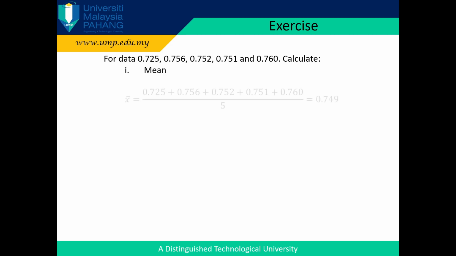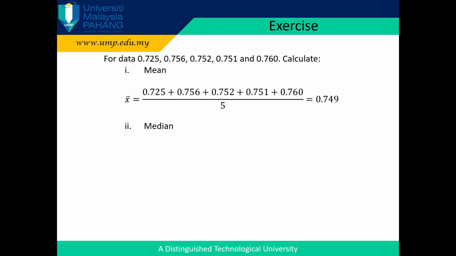First is the mean. We know that mean is equal to the total of all the values given divided by the number of value given. So in this case, you will get mean is equal to 0.749. The decimal places is based on the question given. In this exercise, the highest decimal places given is 3. Thus, your final answer should be in 3 decimal places.